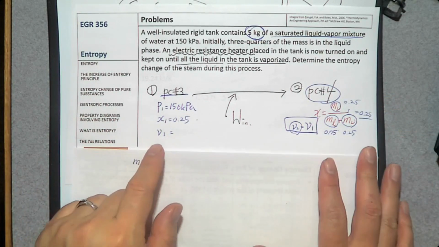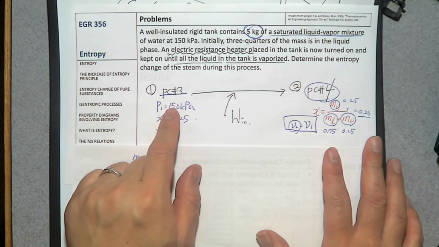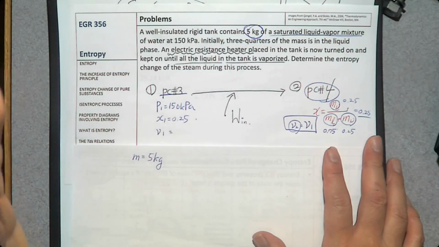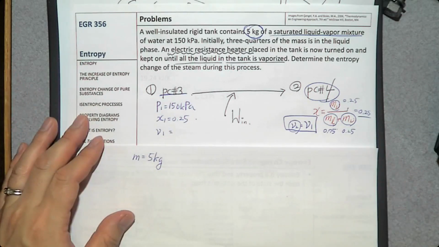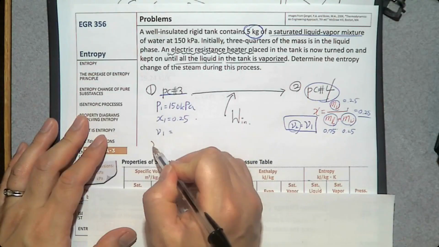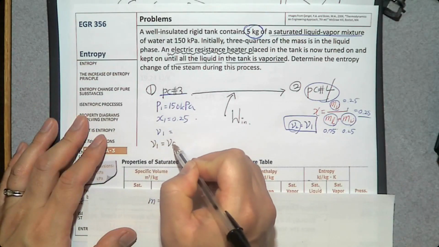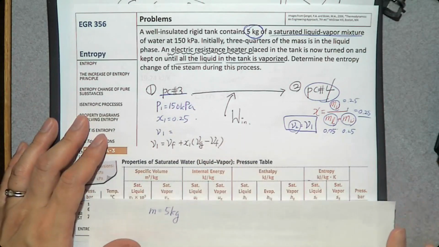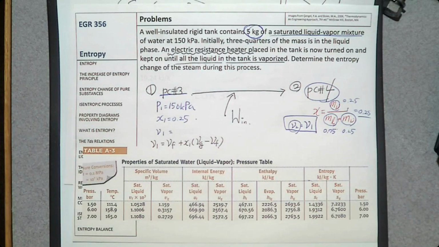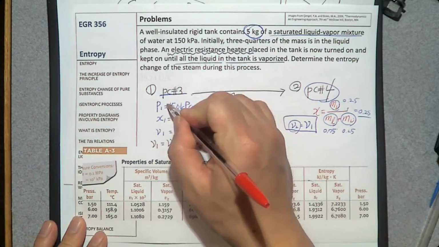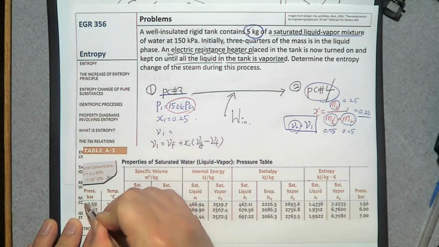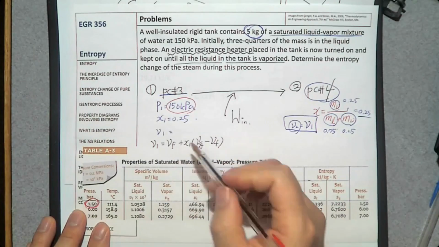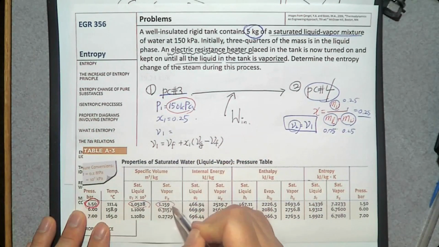How can you determine V1 when you have a saturated mixture? What is the equation you are going to use? Linear interpolation. So what is the linear interpolation equation? V1 is Vf plus quality X times (Vg minus Vf). Where can you find Vf, Vg? From either pressure or temperature. What do we know? Pressure. So here is 150 kilopascal. So this is the pressure initially. And what is Vf? This one. What is Vg? This one.